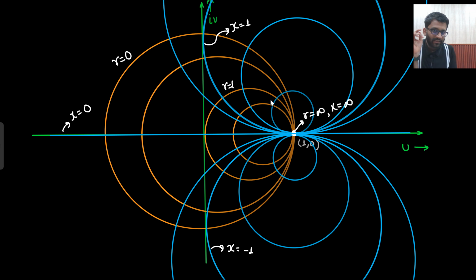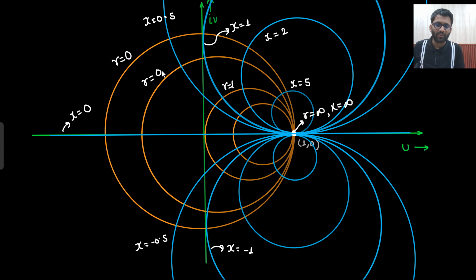From this imaginary axis, r equals to 1 circle will pass, and certainly it will pass through 1, 0. Then x equals to 1 circle. This is your r equals to infinity, x equals to infinity. This is your x equals to 0, and this is your x equals to minus 1. Now certainly this will be x equals to 2 or 0.5. Why is that so? Because as the x value increases, the radius decreases. This will be some x equals to 5, let's say. This will be some x equals to 0.5. This could be some x equals to minus 0.5. This is r equals to 0, this is r equals to 1, so this could be some r equals to 0.5 in this manner.